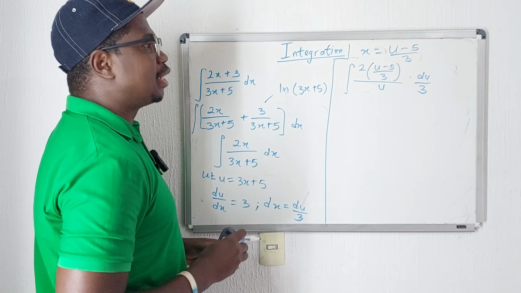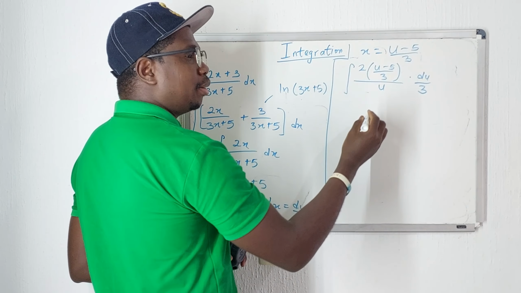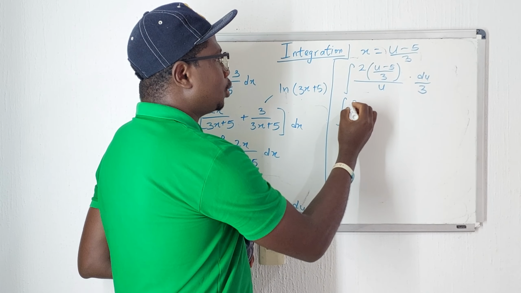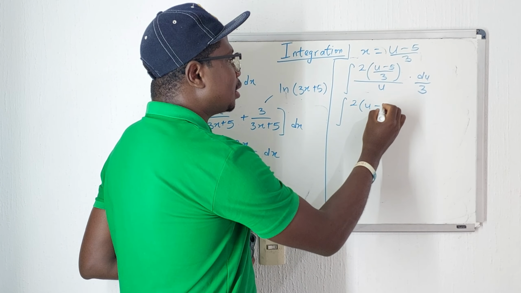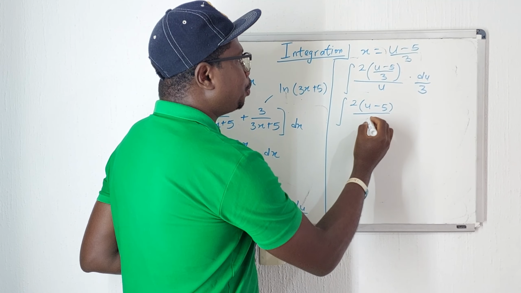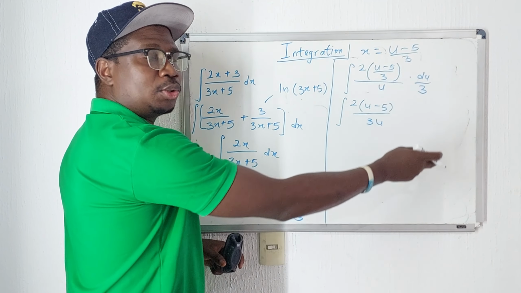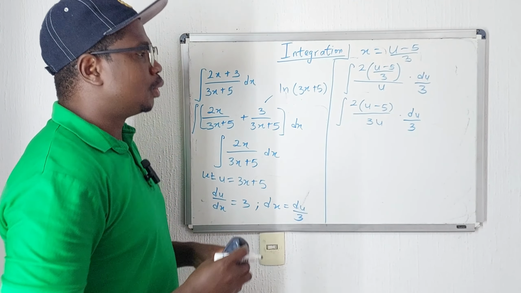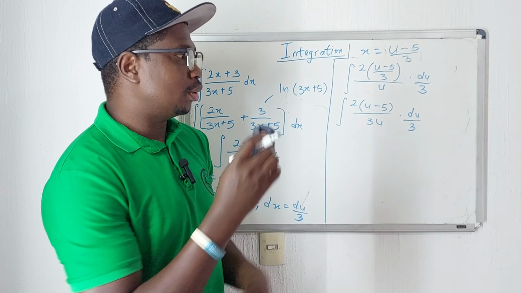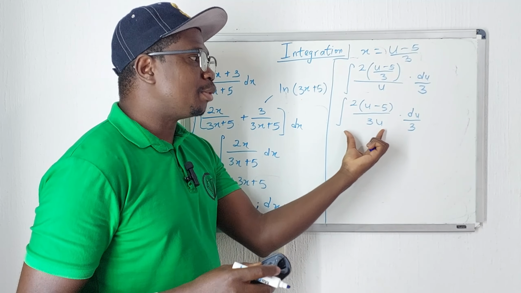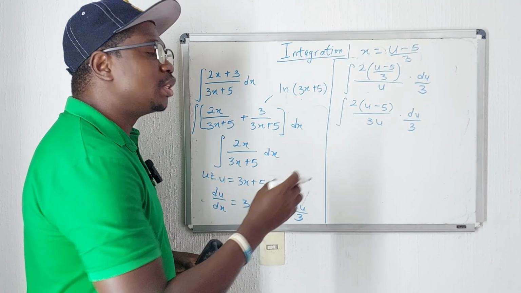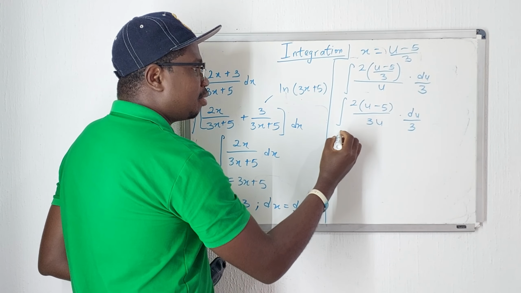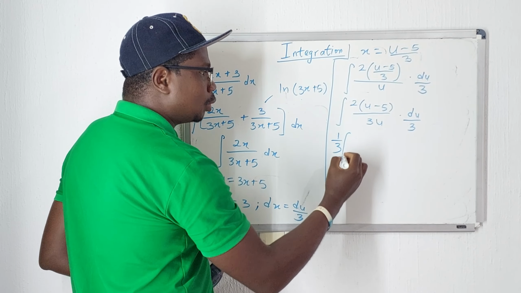So using that same scenario, we're going to have the integral of (2u minus 5) over 3u, from what we proved earlier, dot du over 3. It means that these two will multiply all this one. Then this function is being multiplied by this, and now we're dealing mostly with the variable. So this 3 is a constant. It can come out of the integration. We can have 1 over 3, open our bracket.